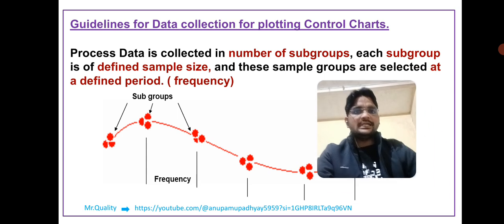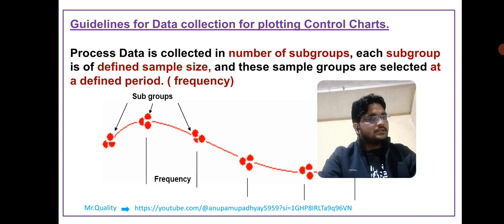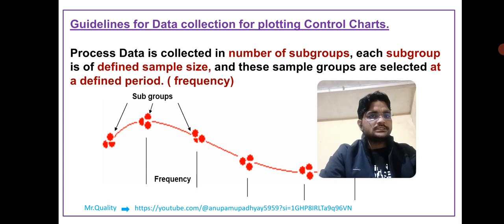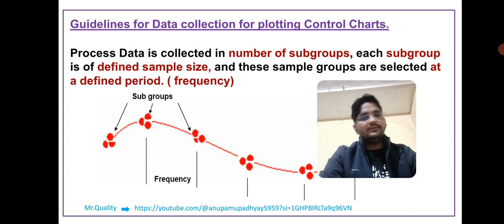What are the guidelines for data collection for plotting control charts? Process data is collected in a number of subgroups. Each subgroup is of a defined sample size, and these sample groups are selected at a defined period, meaning frequency. In the diagram, we show first, second, third, fourth subgroups, and between subgroups we have defined the frequency, meaning the frequency of data collection.